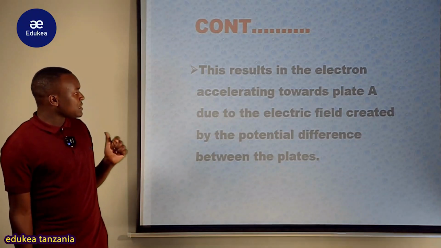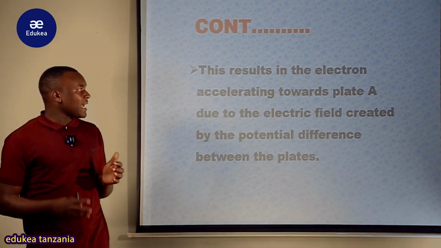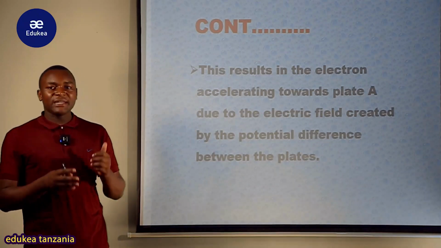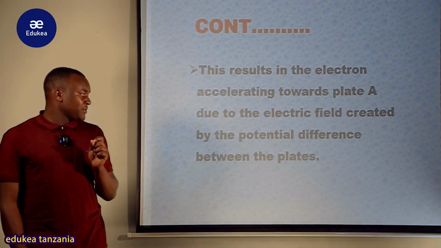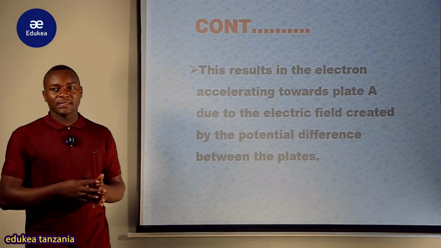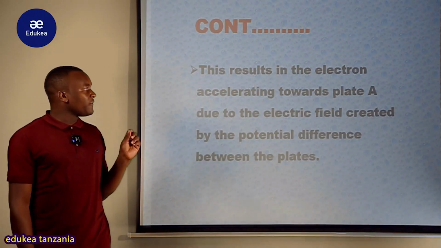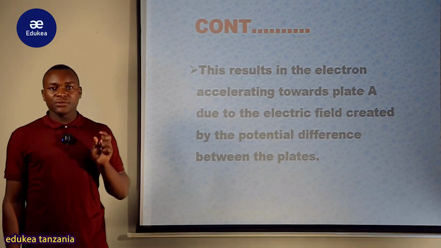And we say this results in the electron accelerating toward plate A due to the electric field created by the potential difference between the plates. That is the effect which happens to the flow of electrons within those two plates.